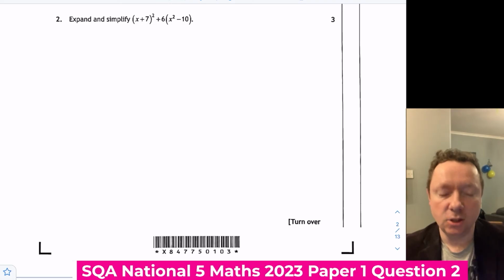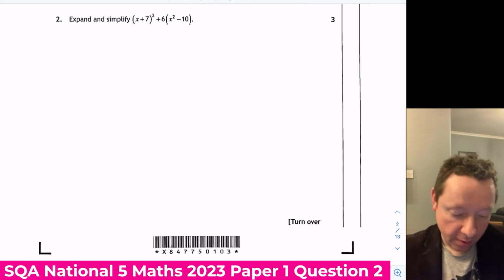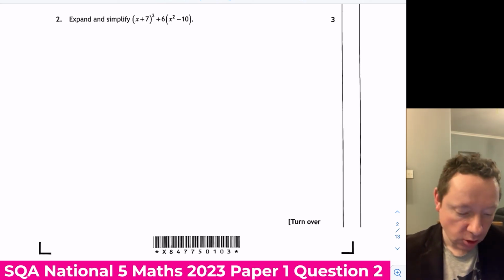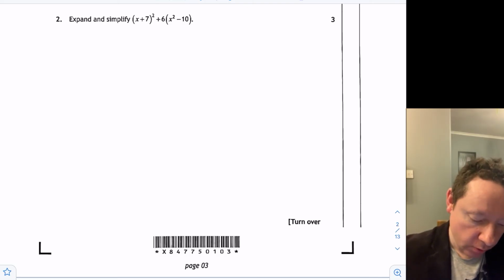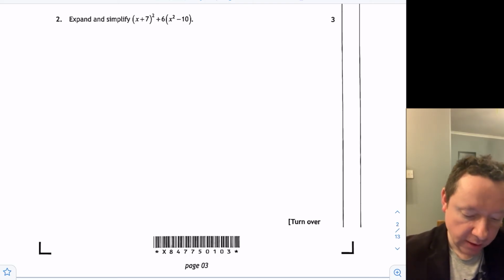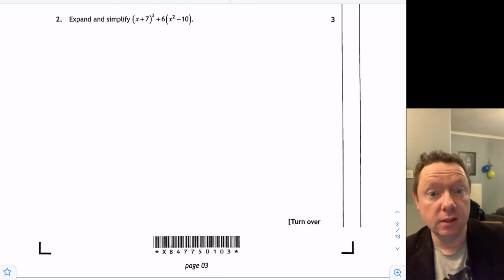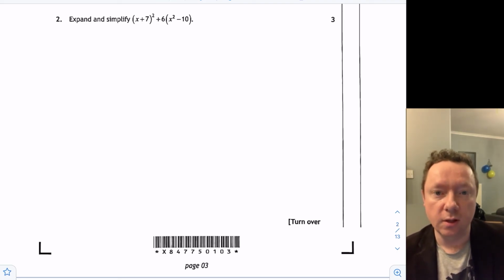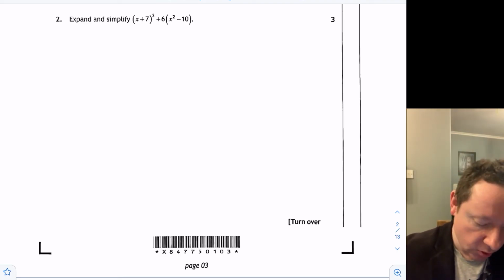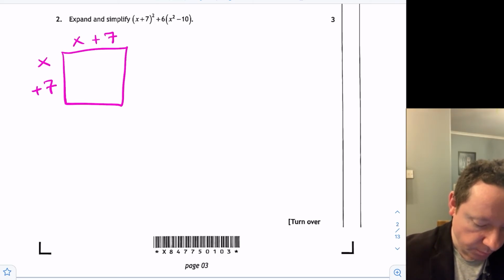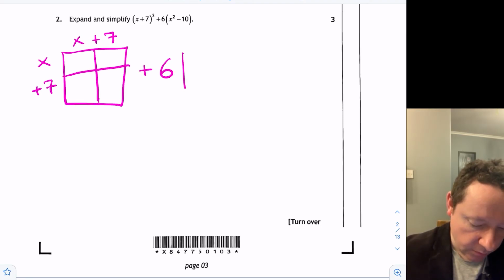Okay, next question. 8th grade National 5 Maths 2023. Paper 1, question 2. Expand and simplify. So an expand and simplify question. So we've got (x + 7)² + 6(x² − 10). I'll do this in the same way I always do it, using the box method, but you could have done it any other way. So (x + 7)² means I've got (x + 7)(x + 7). You expand that bracket. Plus 6 times (x² − 10).